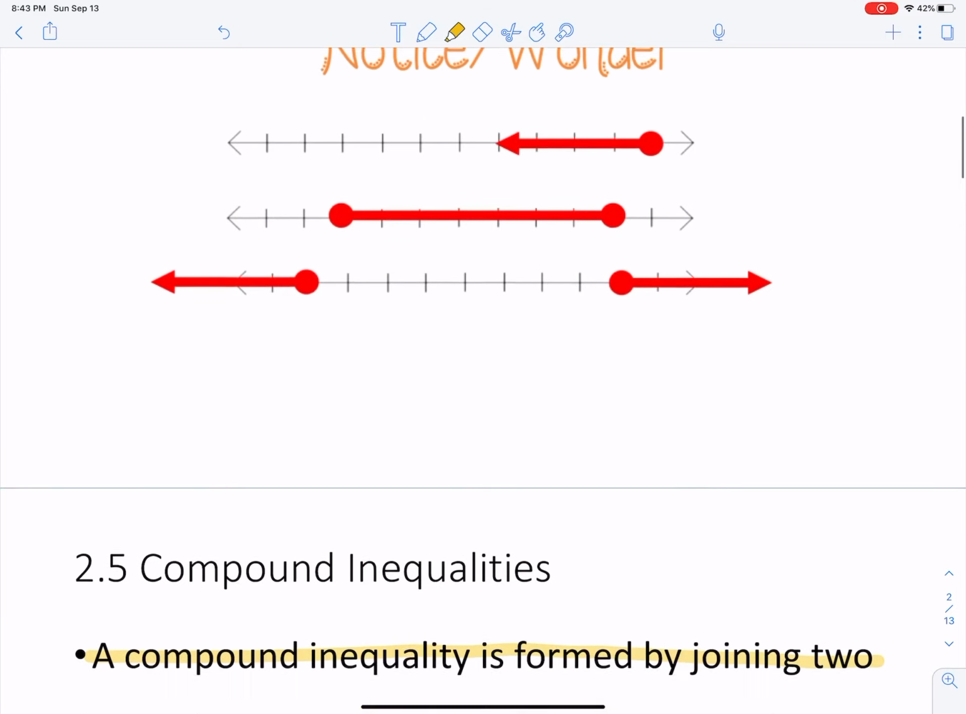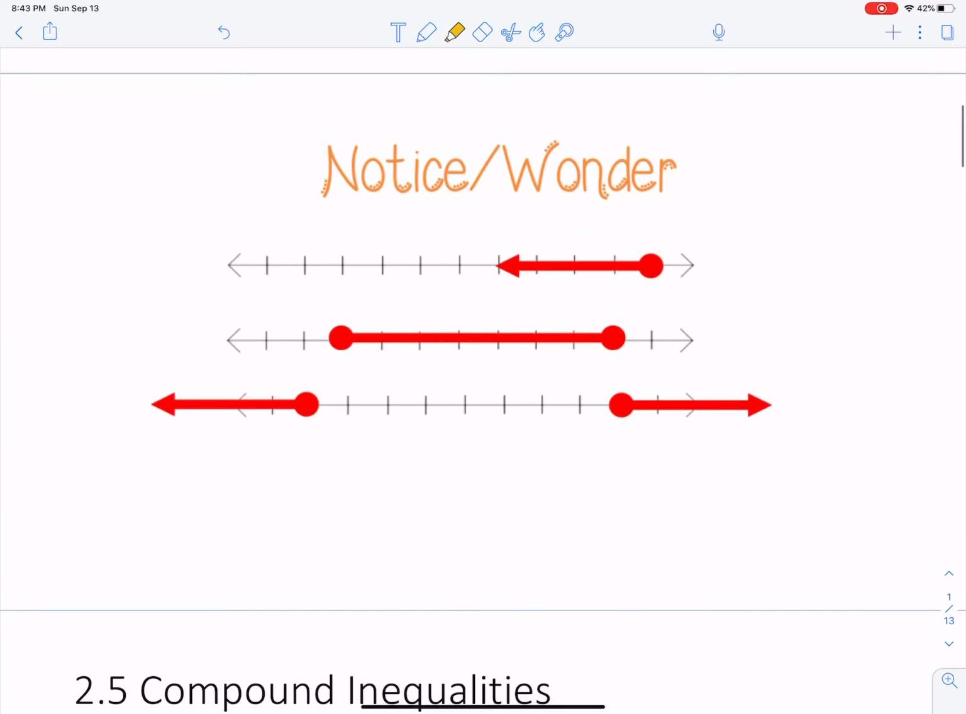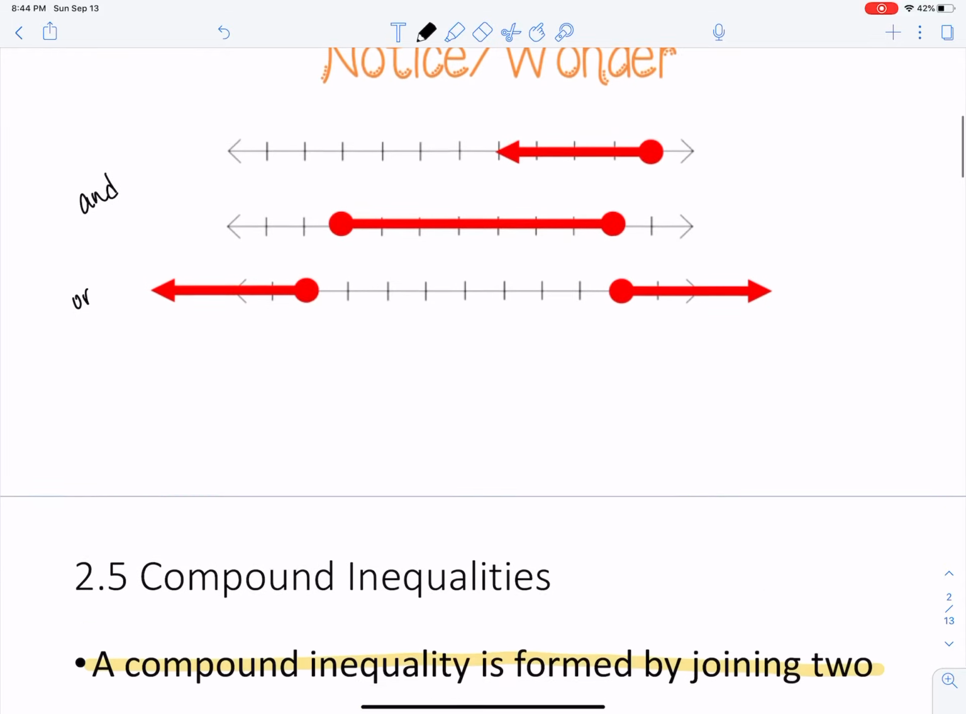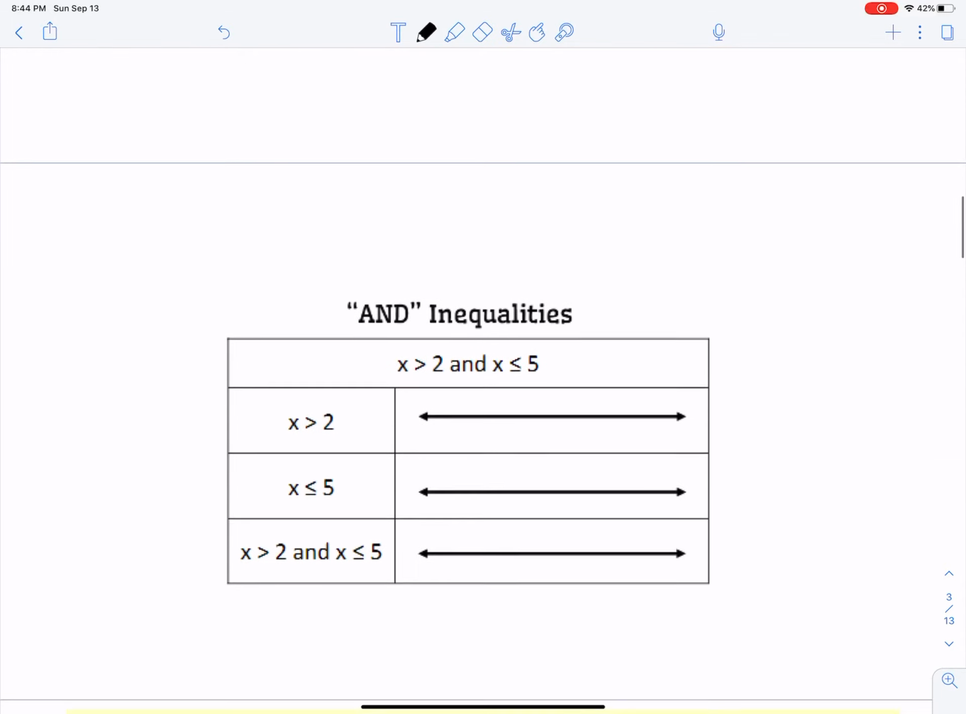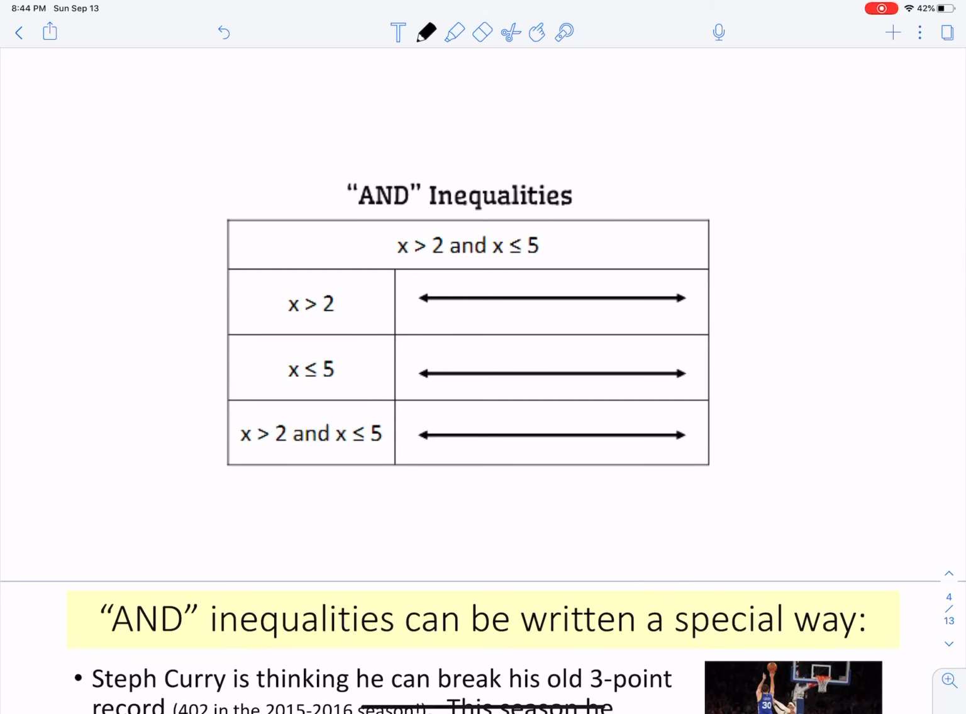If we go back up to that notice and wonder, maybe you can start thinking about where you might see an "and" and where you might see an "or." Those words are key. When we talk about "and" inequalities, we talk about numbers that are greater than something and less than something.